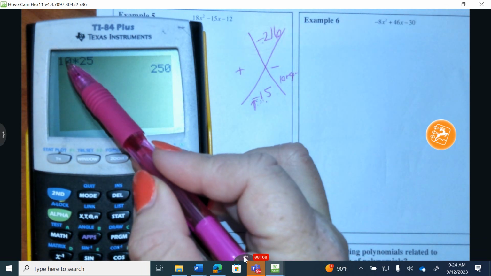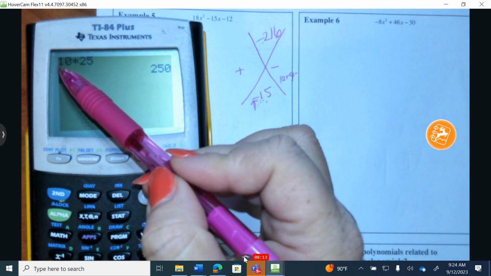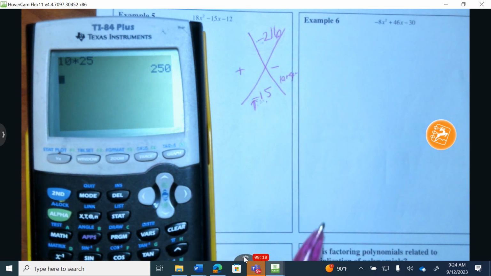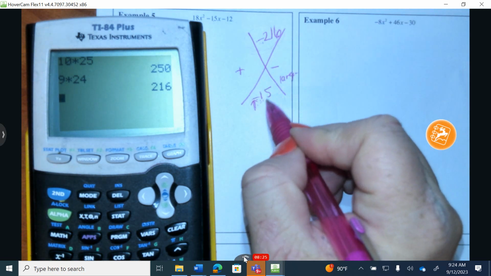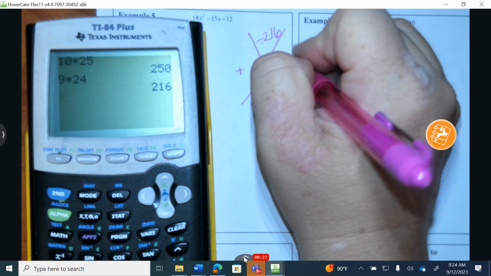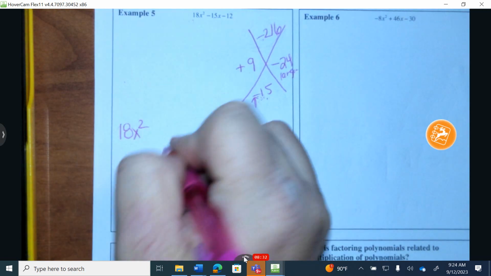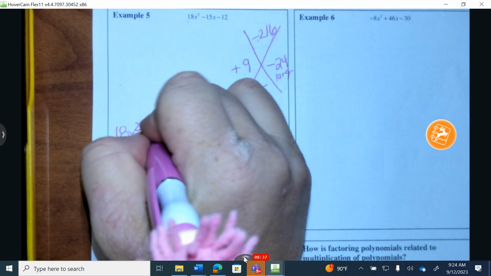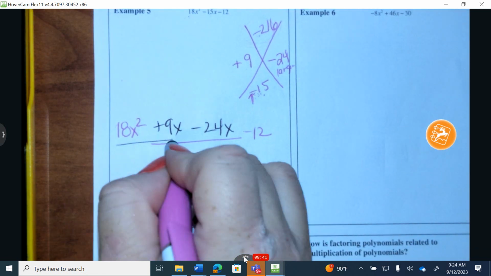Instead of doing 10 and 25, which I just chose arbitrarily, let's try 9 and 24. And then if that doesn't work, I'll try 8 and 23. Let's try 9 times 24. I got lucky. 9 and 24 work. Now, which one goes where? The larger of the two numbers has to be negative. So I come over here and I do 18x squared minus 12, and I have a plus 9x and a minus 24x. I'm going to underline the first two.